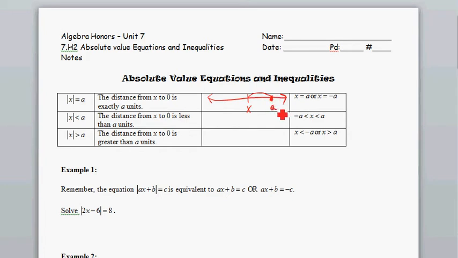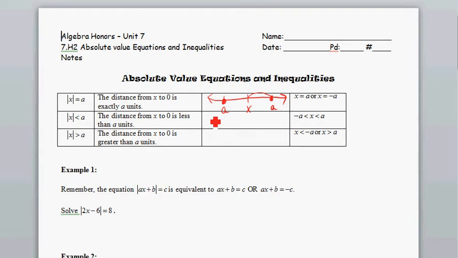Now when we're talking about an equation, it's just 2 points. And so we never really graphed an equation because there was no point to it. You either get x equals a or x equals the opposite of a. When we have the absolute value of x is less than a, then we want to know the distance from x to 0 is less than a units.